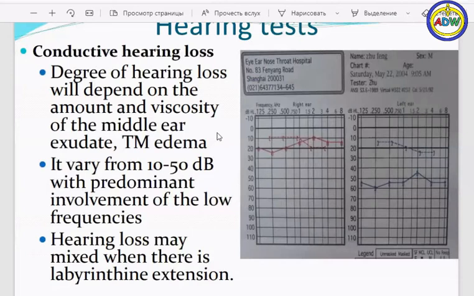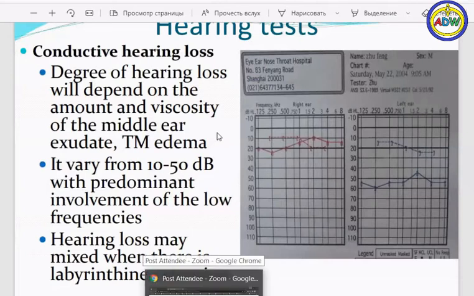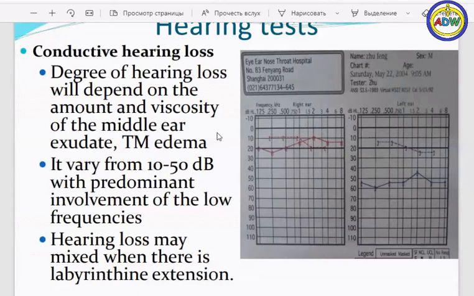What is Weber's test? We vibrate a tuning fork and place it on the forehead or the vertex. In a patient with acute otitis media, it lateralizes to the worse ear. Whichever ear is affected, the sound lateralizes to that ear.